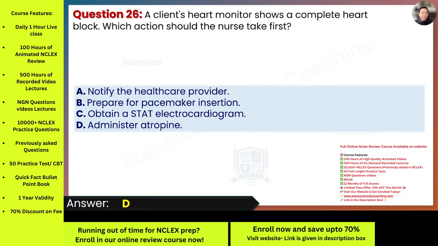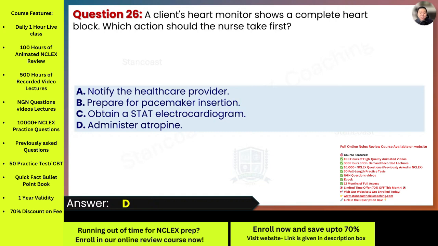Now, why is letter A incorrect? We know that it's important to notify the healthcare provider, since a pacemaker is often required for long-term management of a complete heart block. However, this is not the first step. That's why you discard letter A.